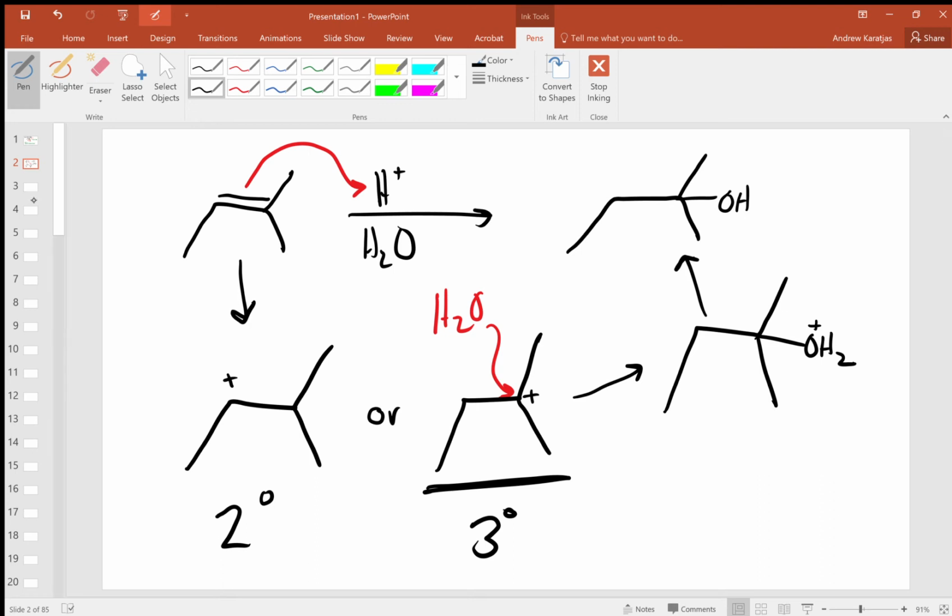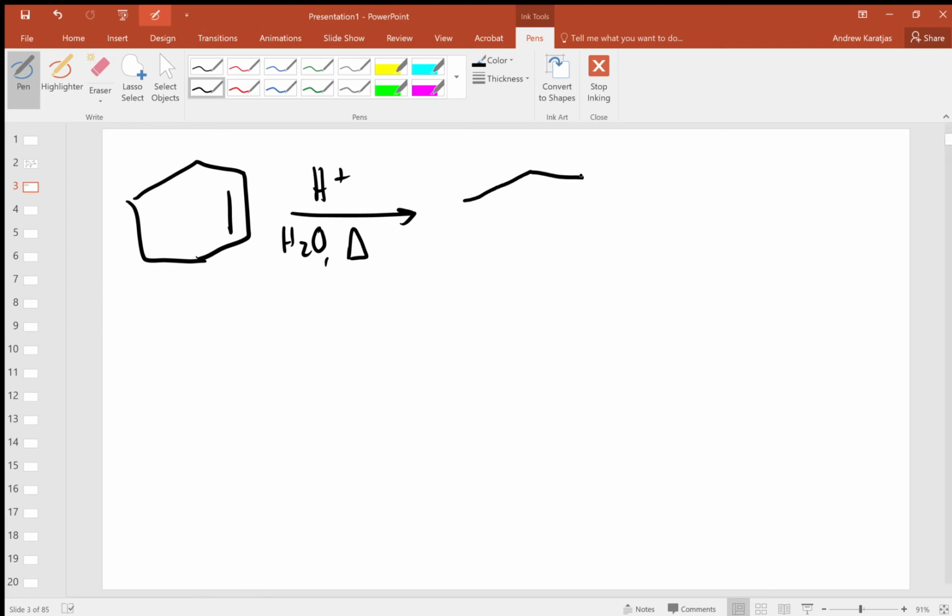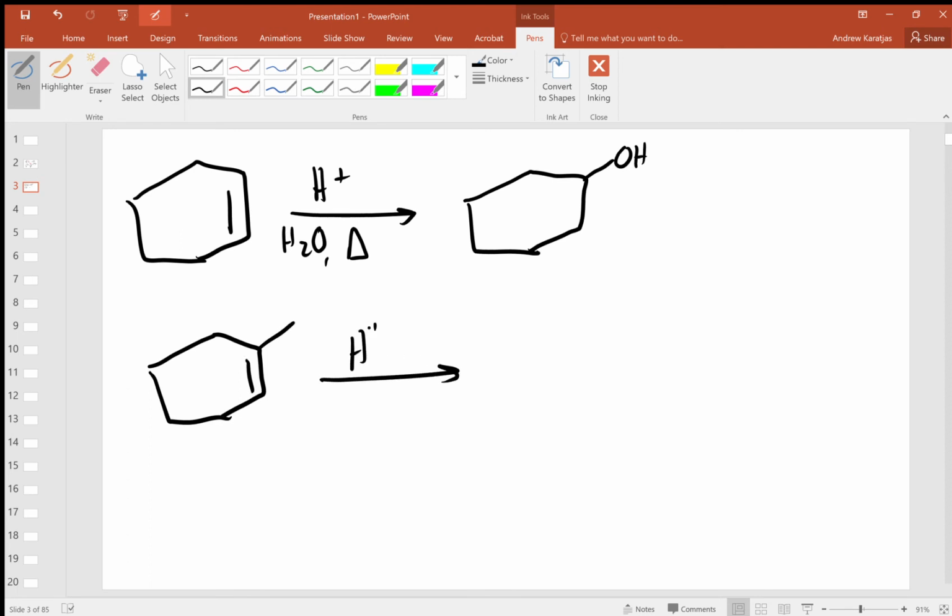And we can look at examples using other alkenes. In a case like cyclohexene, it doesn't matter which carbon of the alkene we add to. But again, if our alkene is not symmetric, then we know that the addition should take place at the more substituted carbon.